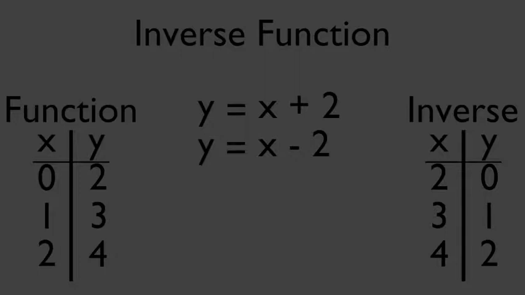So if we go ahead and take our x minus 2 equation and plug it in for x in our original equation, we have x minus 2 plus 2. The minus 2 and plus 2 just cancel each other out, leaving us with just x.